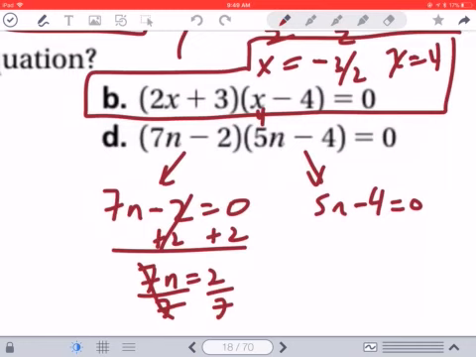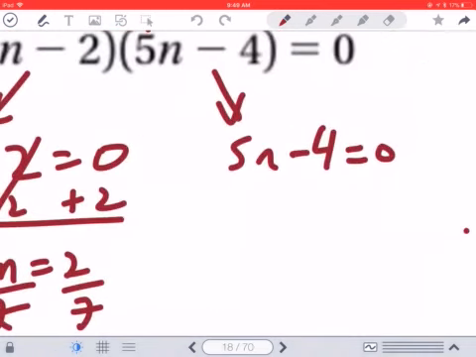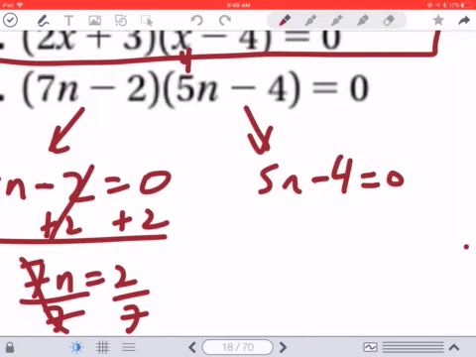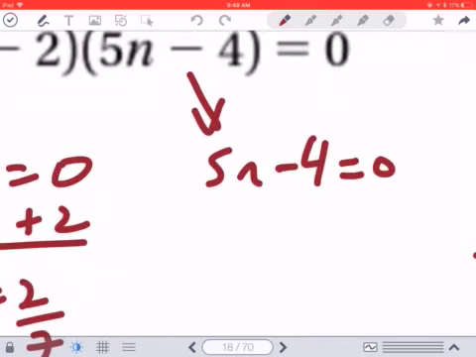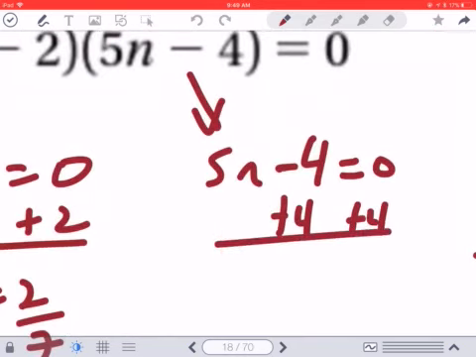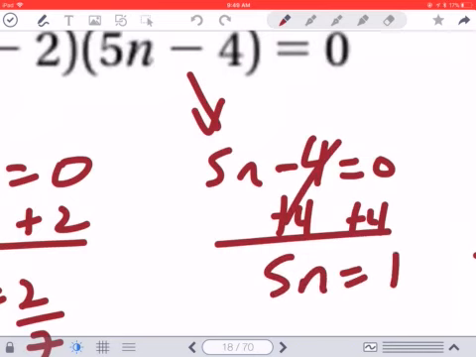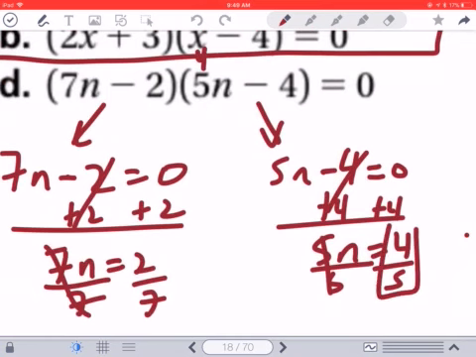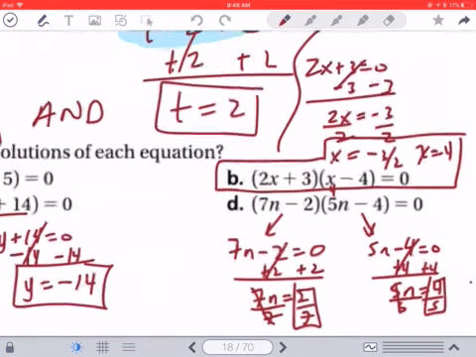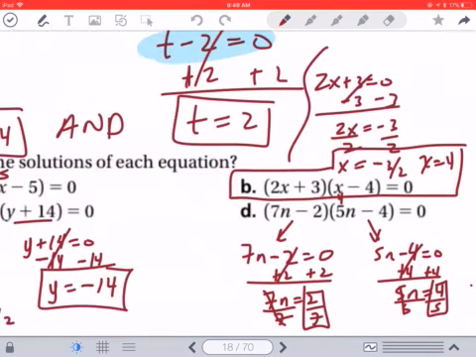Okay, it doesn't always have to be x. It could be n, any variable. Khan Academy might say g of x or something. You just have to solve it the same way. So add 4, so 5n equals 4. Divide by 5. n equals 4 over 5 and 2 over 7. Okay, so that's the zero product property.